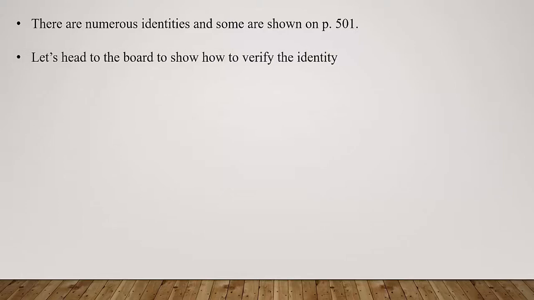What I thought we would do, let's head to the board and let's show how to verify an identity. I'm only going to do one of these, and it's the identity hyperbolic cosine squared x minus hyperbolic sine squared x equals 1. So this is an identity. We're just going to head off to the board real quick and verify this identity.